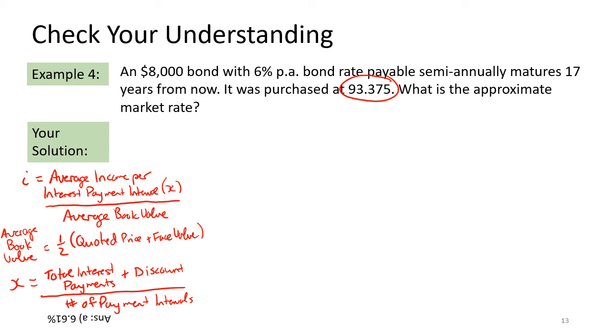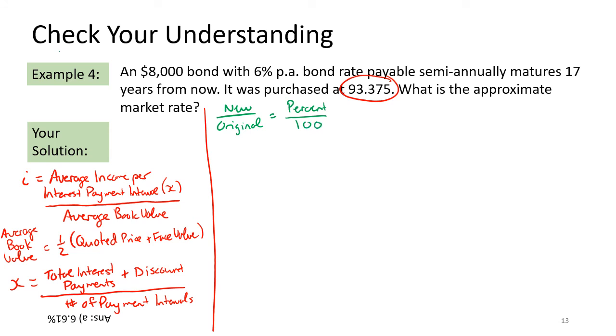So we can start again with the average book value. The first item we need to find is the quoted price. So again, I'm going to put this off to the side. I will do everything for the average book value in green, and everything for X, which is the average income per interest payment interval, in blue. So for the average book value, first we need the quoted price. Remember, we start with new divided by original is equal to percent divided by 100.